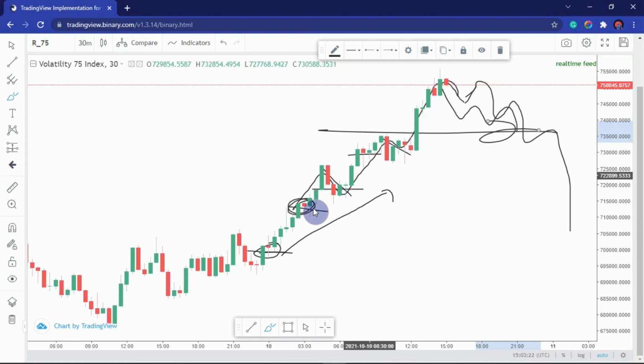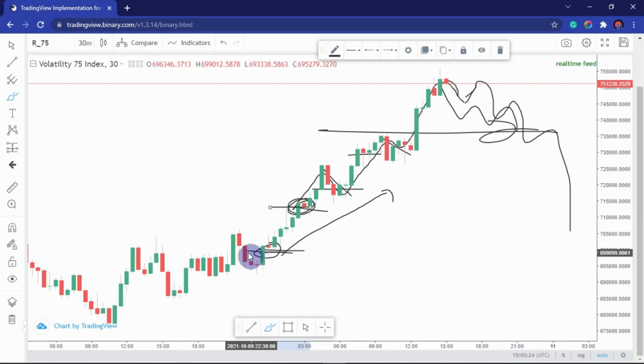Not necessarily that you just buy here and close here. If you enter here and you close here, you won't make money, because you just denied an opportunity. You need to know that trading is rough, the market is not friendly. So if it gives you an opportunity like this and you deny it, it's gonna be a bad experience for you.